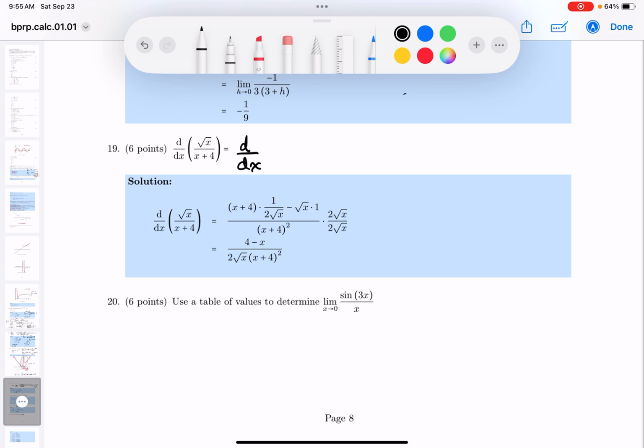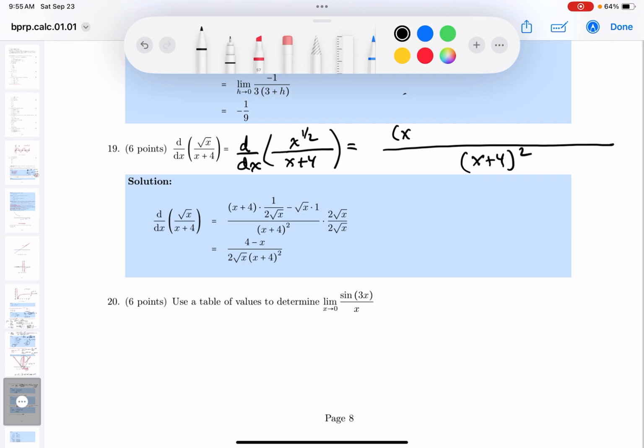Not that you have to, but I'm going to write this as x plus 4, and the top I'm going to write x to the 1/2 power. How do you differentiate that? Well, a couple of different things I have to do. Certainly I'm going to look at this as a quotient rule. So it's x plus 4, that's going to be squared.